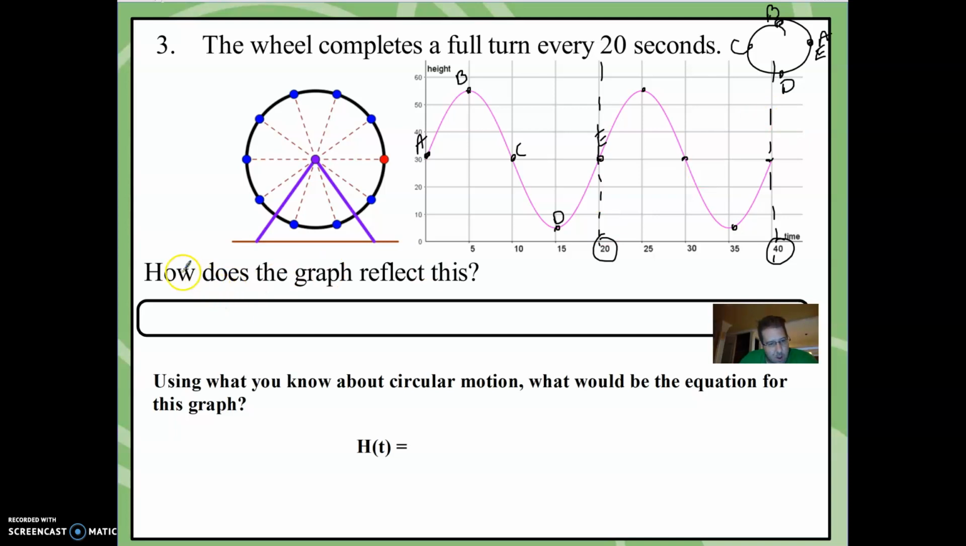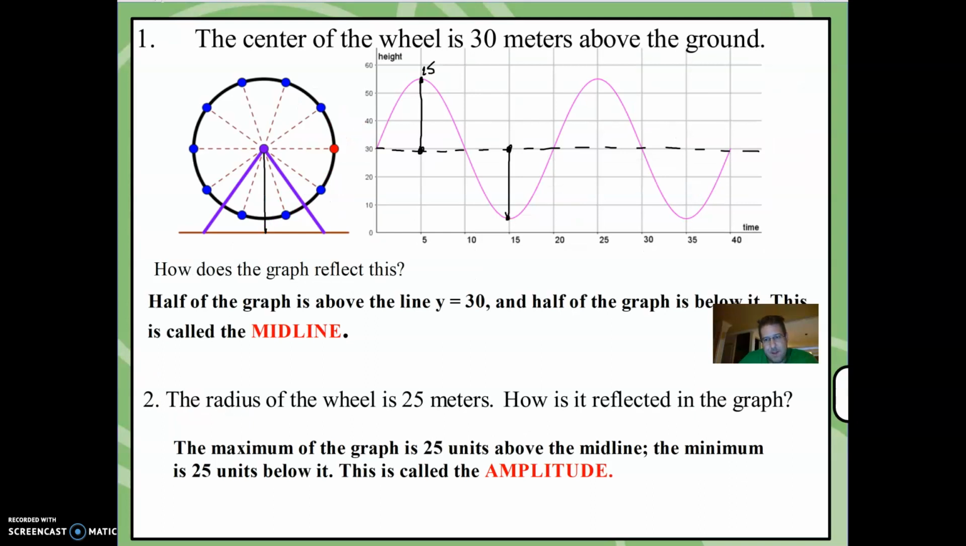How does the graph reflect this? Okay, I think I've already described that. Use what you know about circular motion to explain how you would write that equation. Okay, so in this case, we're going to take the amplitude, which was 25. So it's amplitude multiplied by the sine of our midline.